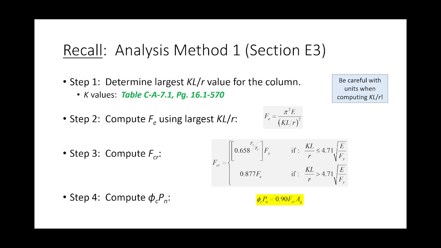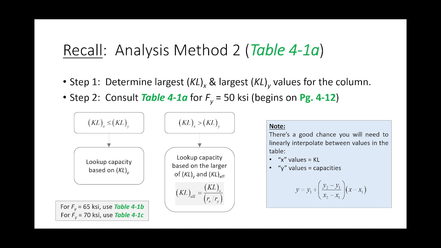All right, the analysis method, method number 1, which is just chugging out the expression. I'm hoping by now that you're comfortable with that if I give you a column, you could just compute the capacity. Is that a fair assessment? Does anybody have any questions about that? I'm hoping that's pretty simple. Okay. Just to make sure that we're clear, we determine the largest KL over R, and then from KL over R, we determine FE. FE we use in our expression for F critical, and then phi F critical AG for the capacity.